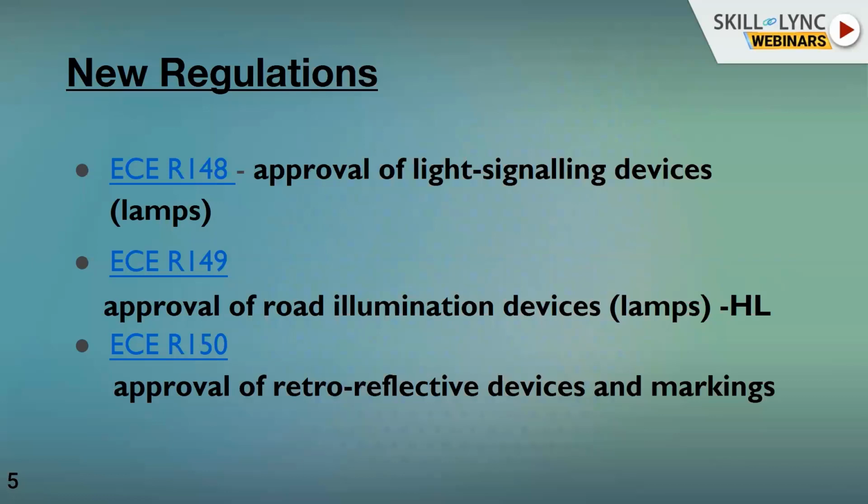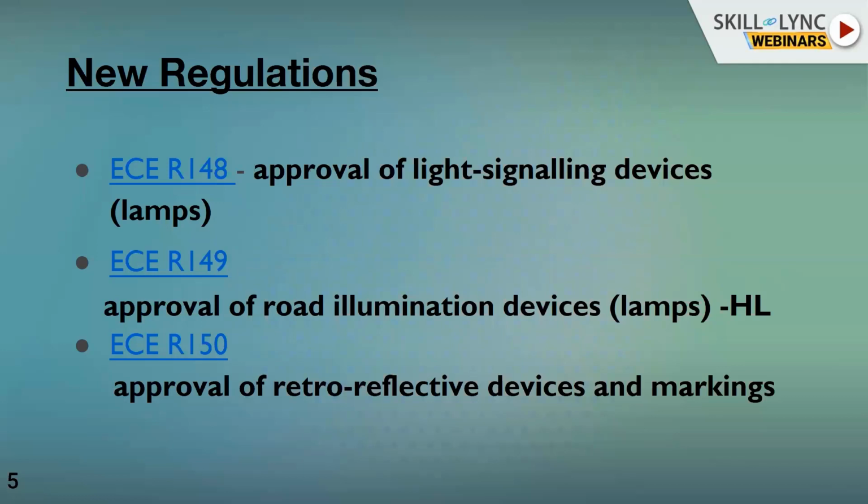They have released a new version of R148. You can download this file from their website and check thoroughly what the signaling devices approval requirements are. In the same manner, in R149, we have the headlamp illuminating devices, all the lights which come on the front side, that is the low beam, high beam, and DRL. This comes into R149.